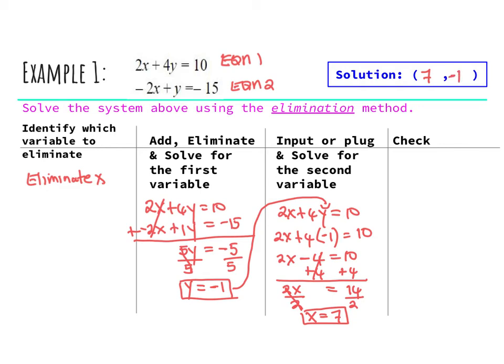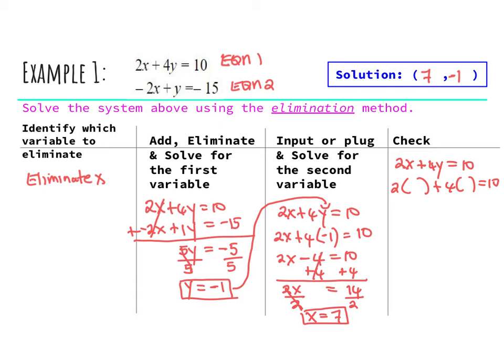We're going to go ahead and check our answer, and we do the check by plugging the values that we found for the variables x and y into either of the two original equations. Equation 1 looks easier because it's all positive, so I'm going to use equation 1. I rewrite equation 1 here: 2x plus 4y equals 10. Then I'm going to replace x and y with the values that we just found.